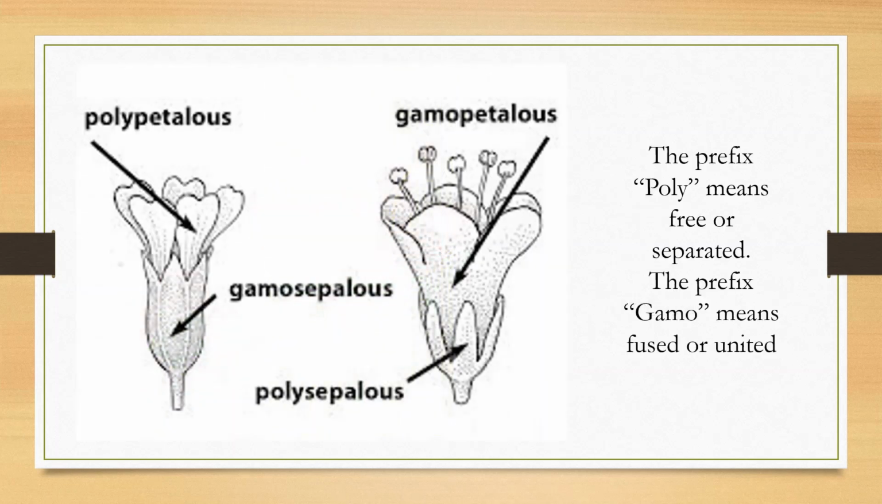Here you can see the condition of gamopetalous, polypetalous, gamosepalous and polysepalous. When all the sepals are united, it is called gamosepalous. When all the sepals are free, it is called polysepalous. Same way, when all the petals are separate, not connected to each other, that is called polypetalous. When all the petals are connected to each other, that is called gamopetalous. The prefix poly means free or separated and the prefix gamo means fused or united.